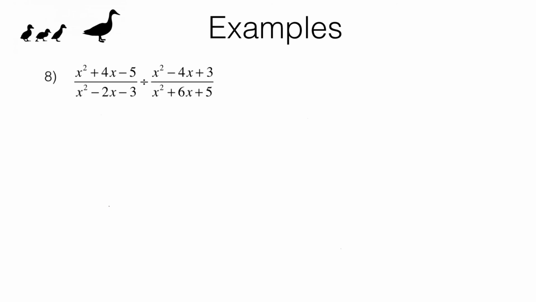In this final example, example 8, there's quite a lot of factorising to do here. We've got this numerator and this denominator to factorise, and this numerator and this denominator to factorise before we can start to simplify. So press pause and try this question yourself, and then press play to reveal the solution.